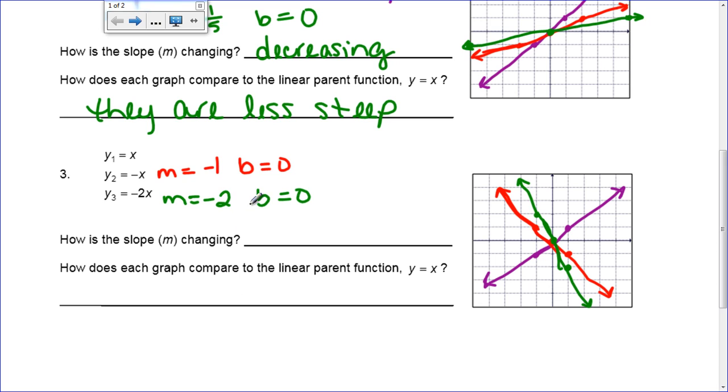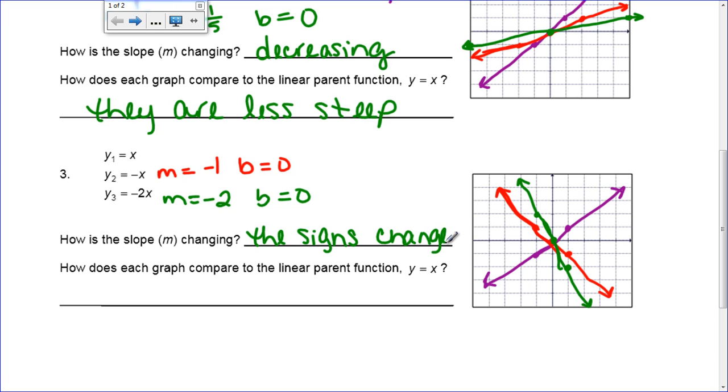And so how is the slope changing? Now there's a couple ways to look at this. You can say in this problem that the slope is decreasing because it went from +1 to -1 to -2. But that's not what I really want you to look at. What really happened is that I went from a positive slope to a negative slope. So how is the slope changing? The signs changed, is what happened. They went from positive to negative.